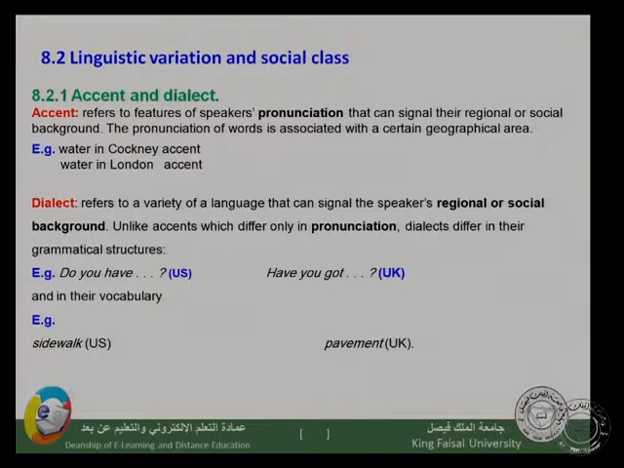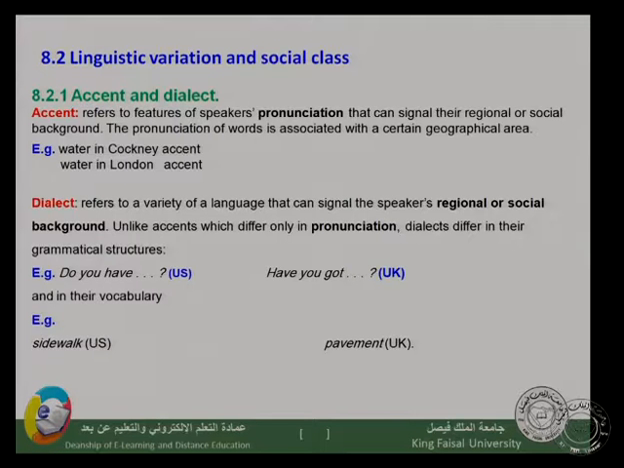Sometimes we can know that this person has come from this city or that city because he speaks this accent, because his language shows a specific accent related to a certain geographical area. The pronunciation of words is associated with a certain geographical area. So the term accent has to do with pronunciation. It has nothing to do with the grammar. It has nothing to do with structure. It has nothing to do with vocabulary, but it has to do with the way we pronounce the word.